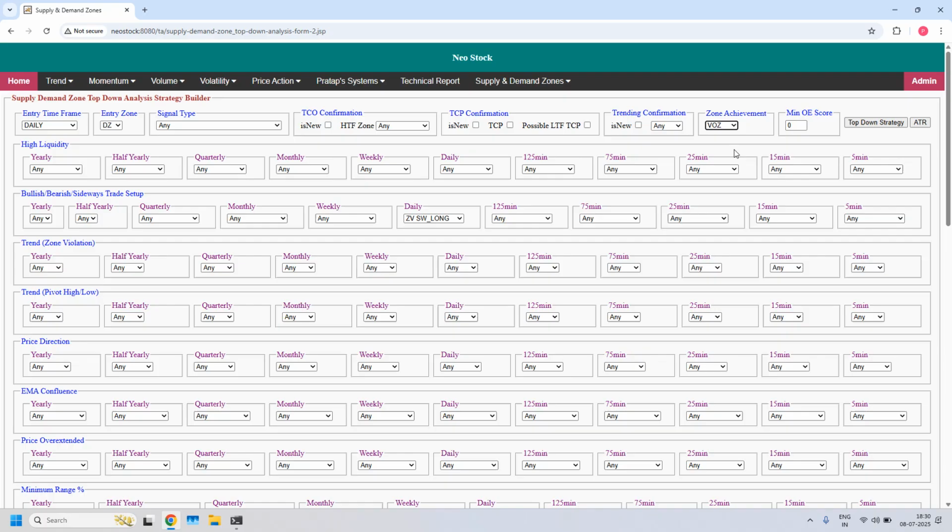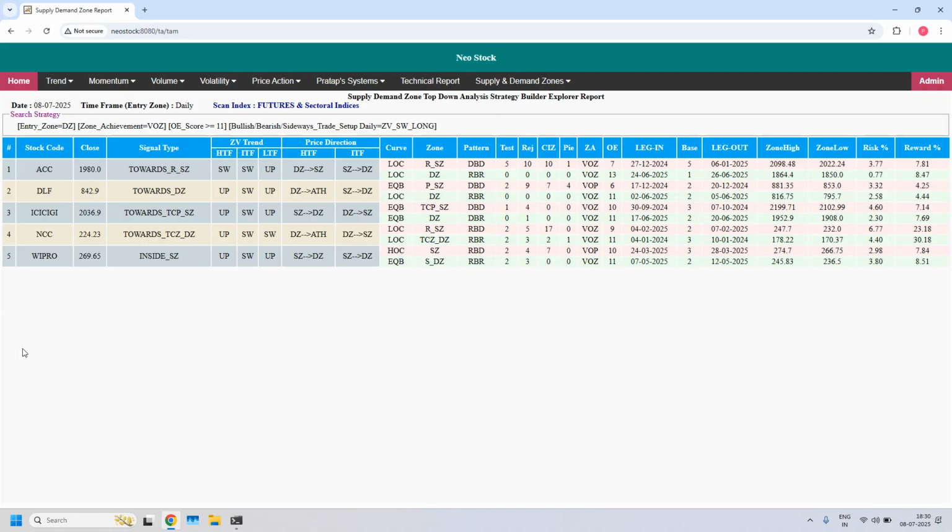Zone achievement violated opposing zone. Minimum odd enhance score 11 for sideways. Let's filter. We got 5 stocks. Entry time frame zones are daily demand zones. This is already tested once. This is tested thrice. This is also tested thrice.